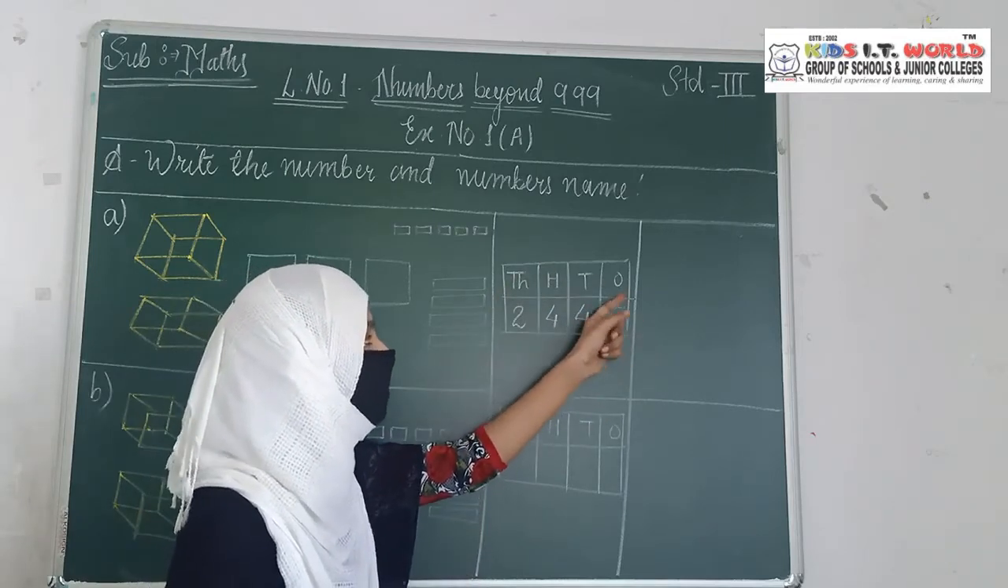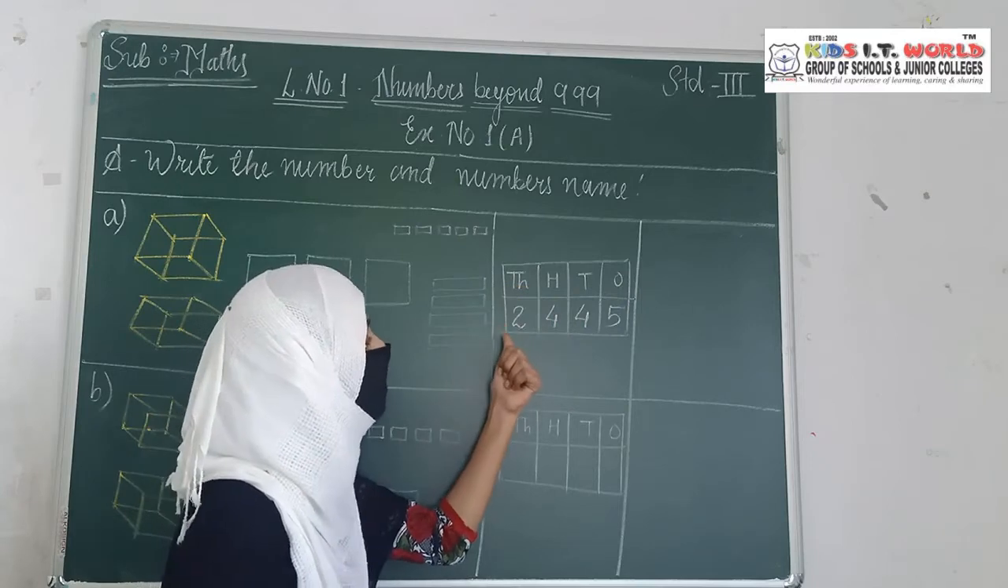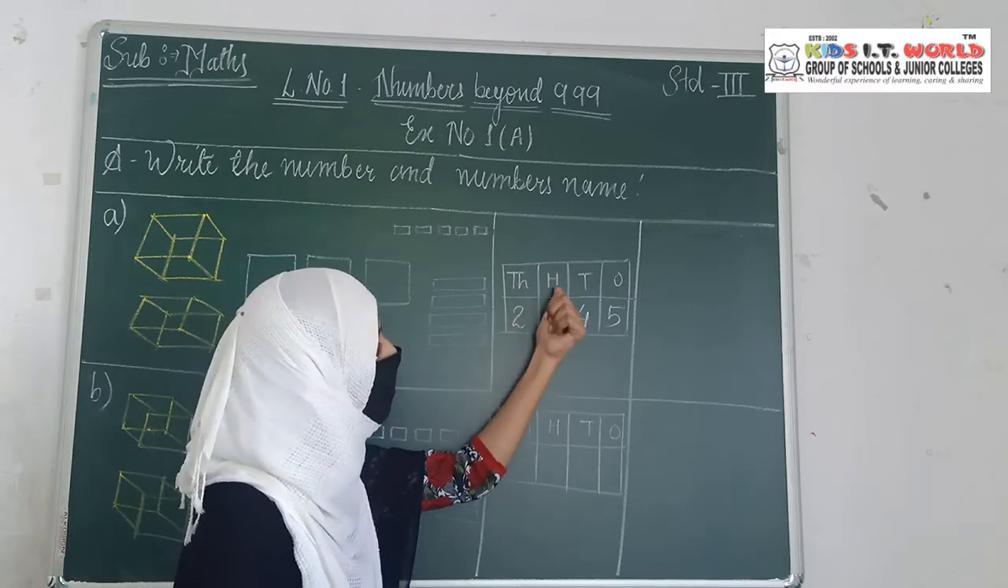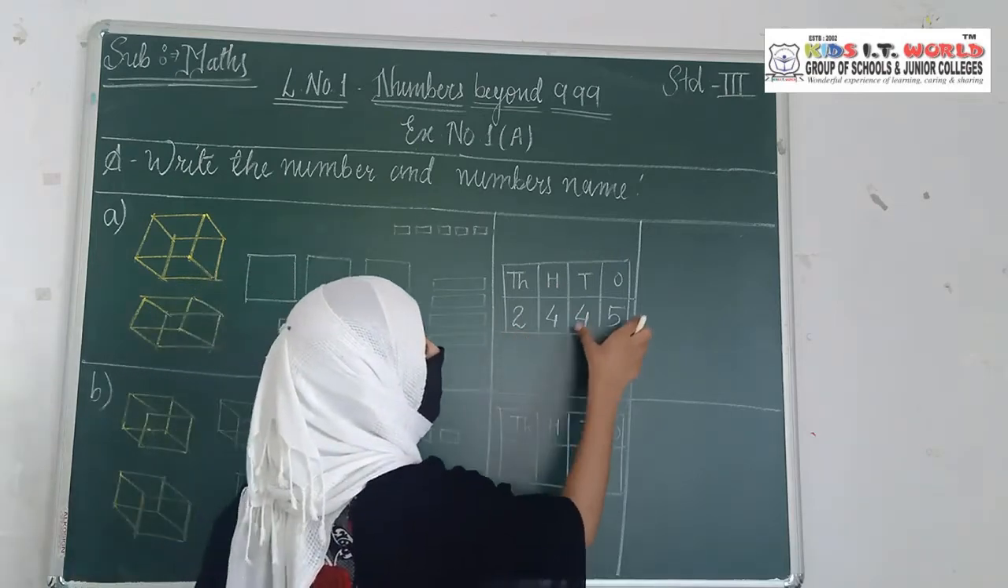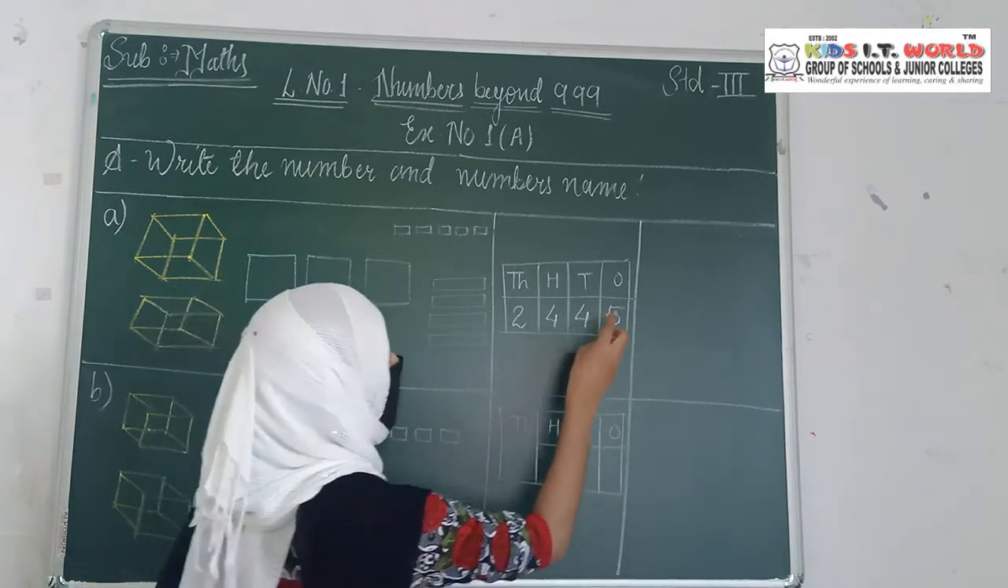How will you read it? Just see the place value names. It starts from the thousands. 2445. Now this value you have to write in the wording form also. So write it.